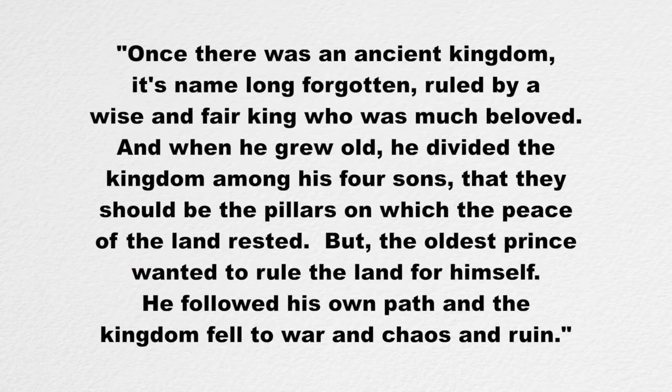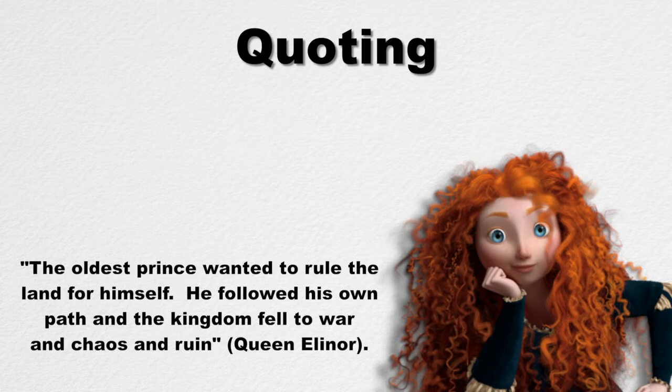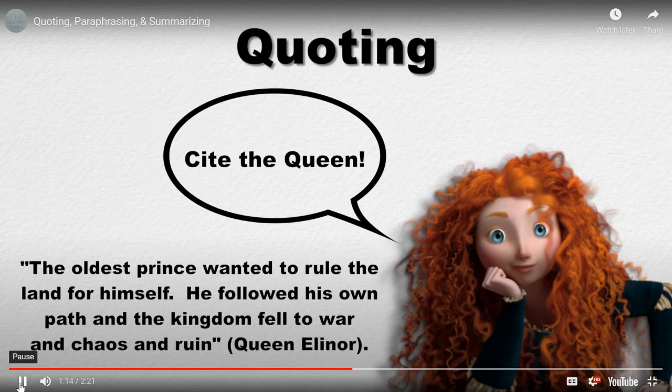So let's do some examples. Parentheses. This is a story that Queen Eleanor tells Merida in the movie Brave. It's going to act as our original passage. So if we wanted to quote it, we would take a specific part of it and put quotation marks around it. In this case, our quote is, "The oldest prince wanted to rule the land for himself. He followed his own path and the kingdom fell to war and chaos and ruin." And then at the end, we're going to put the author, in this case, Queen Eleanor.